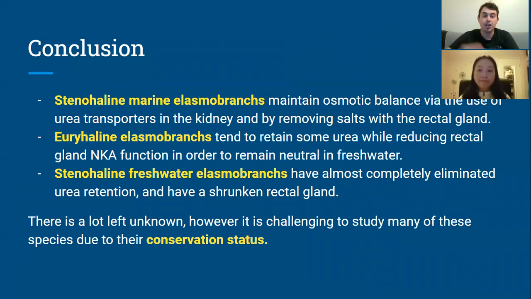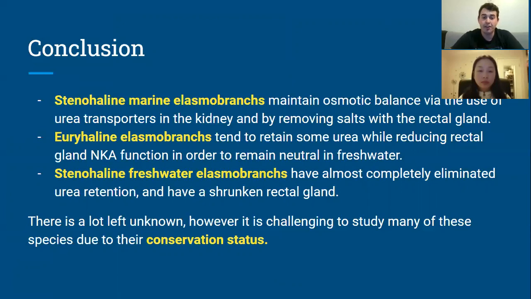Okay, so in conclusion, Stenohaline marine elasmobranchs maintain osmotic balance via the use of urea transporters in the kidney and by removing salts with their rectal gland. Euryhaline elasmobranchs tend to retain some urea while reducing their rectal gland NKA function in order to remain neutral in freshwater. And Stenohaline freshwater elasmobranchs have almost completely eliminated urea retention and have a shrunken rectal gland.